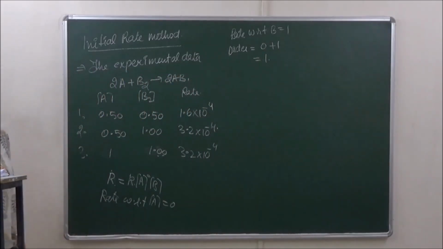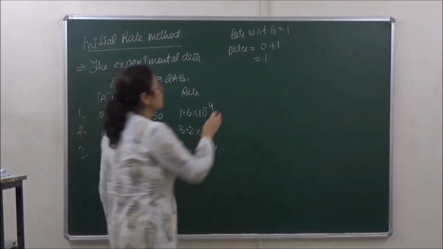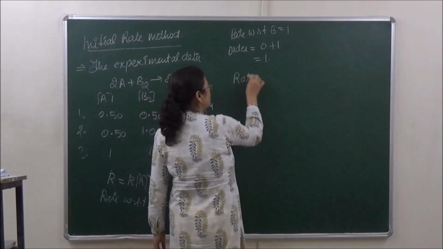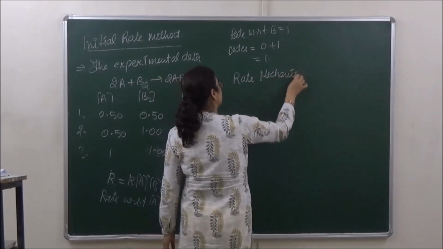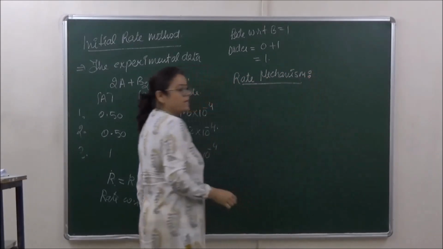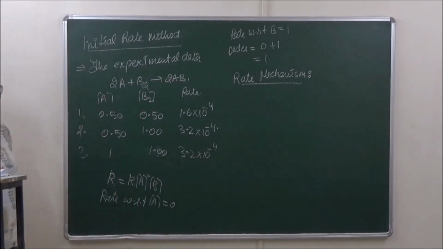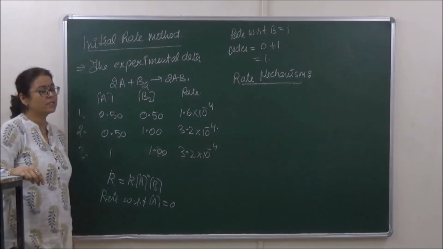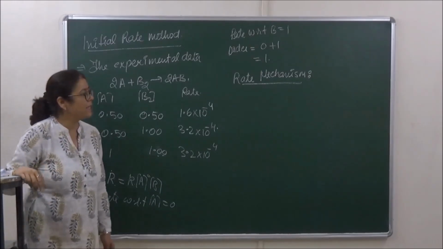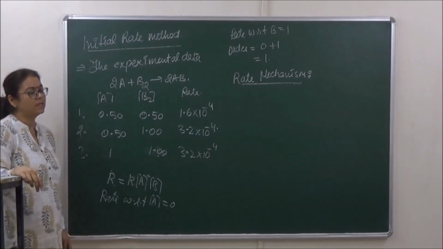Okay? So this is the initial rate method to calculate the order of the reaction. Clear? After that, the order of the reaction also depends upon the rate mechanism. Okay? We had studied that the rate mechanism means the slowest step in any mechanism is going to be the rate determining step.